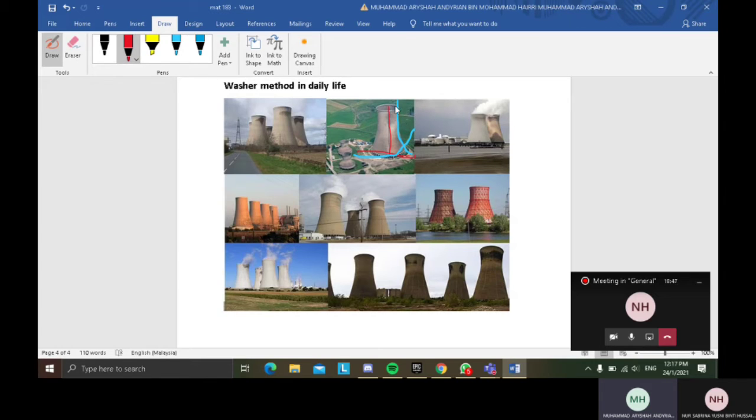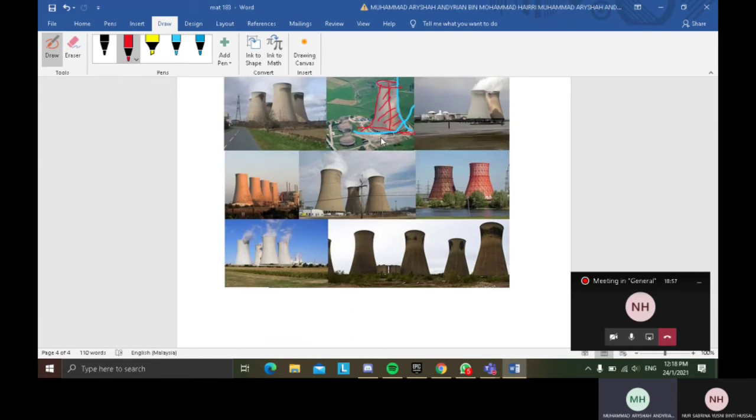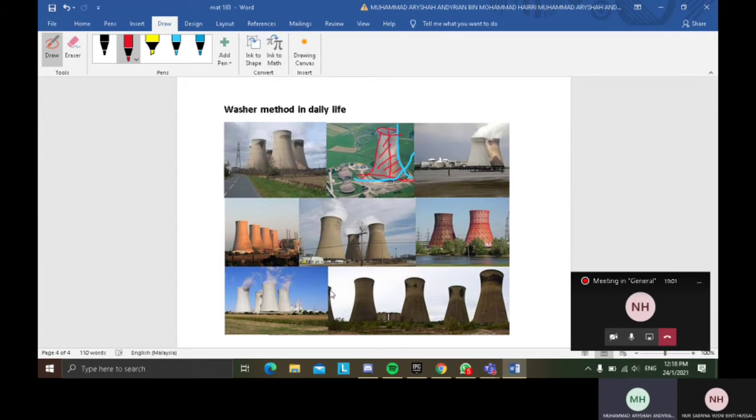And somehow we do a washer method so we get the building that we want to build, such as this one. So you can see there is a hole here, so it looks like a donut.